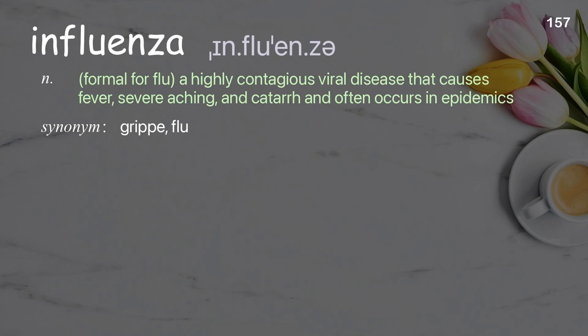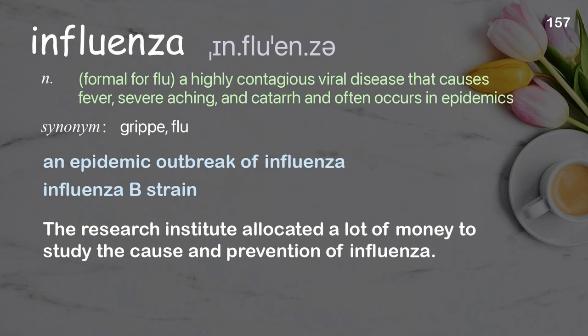Influenza. Formal for flu, a highly contagious viral disease that causes fever, severe aching, and catarrh, and often occurs in epidemics. Examples: An epidemic outbreak of influenza. Influenza B strain. The Research Institute allocated a lot of money to study the cause and prevention of influenza.